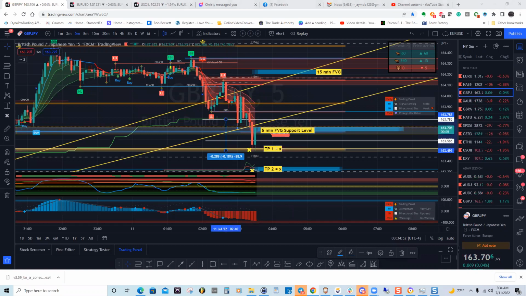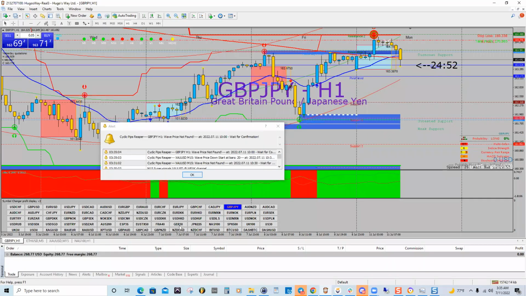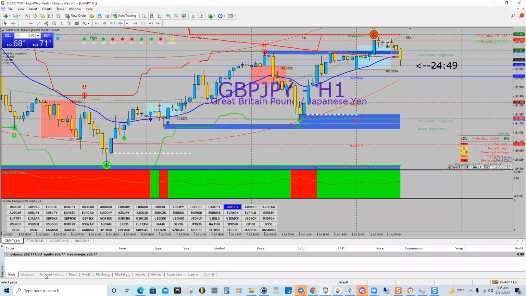Do you mind sharing what's the size of position you took for something like this? 1.50 on one account. How much? 1.50. I took two. I have three accounts actually, but I'm going to share this with you because I like to be transparent. This is one account.